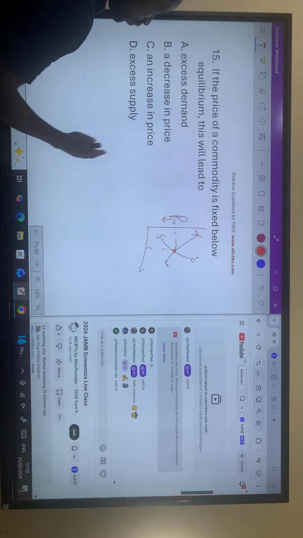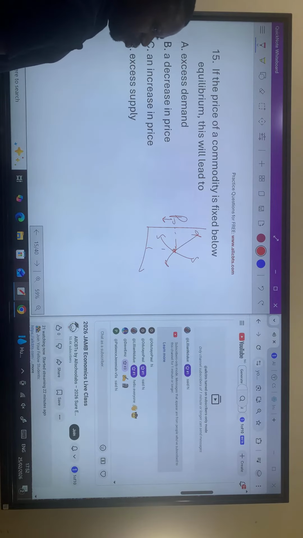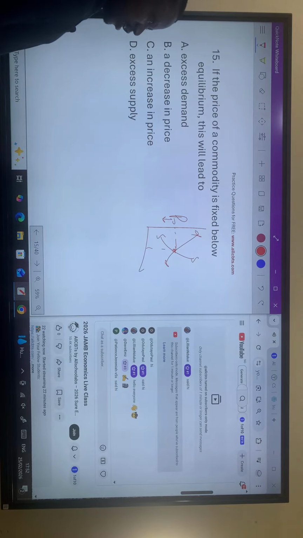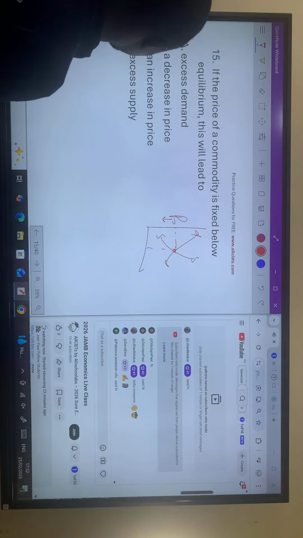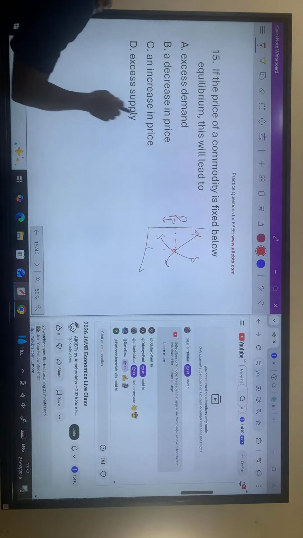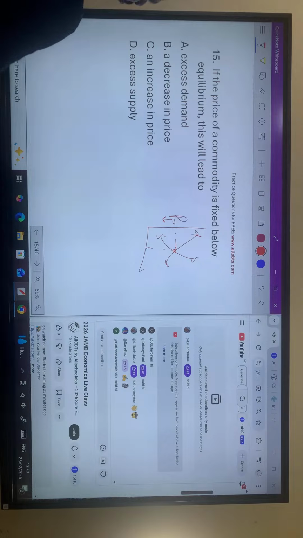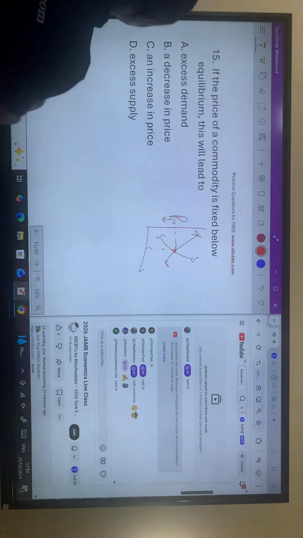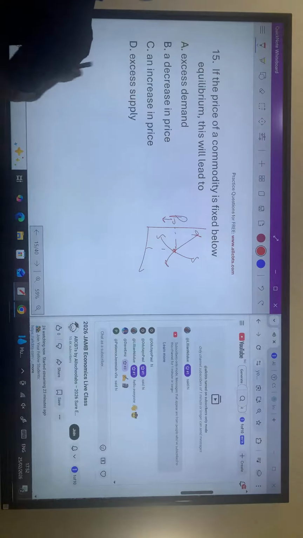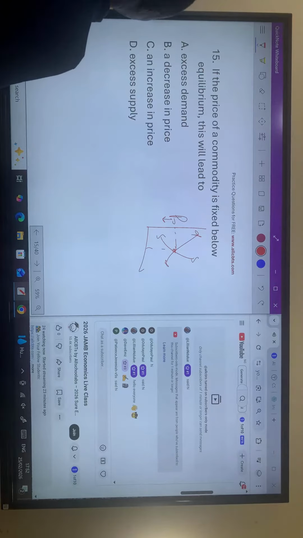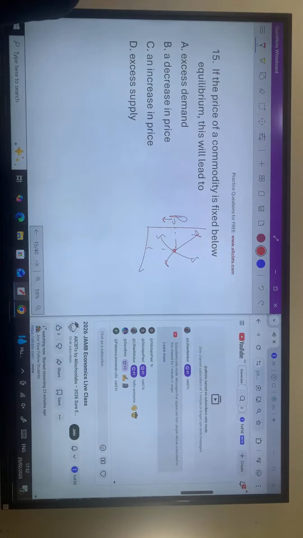Yeah, it's positive for the buyer because a lower price is good for the buyer. They want to buy more. But that is a negative side for the seller. So what happened? This will lead to excess demand, of course, because the price has come down, so the buyer wants to buy more at a lower price.